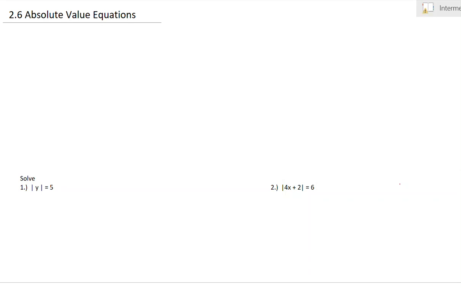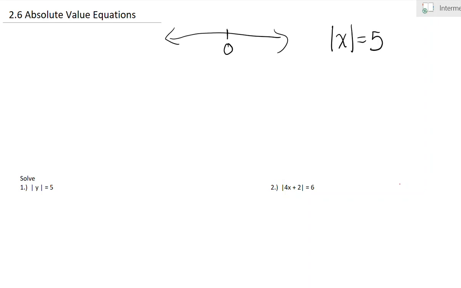Today we're going to talk about 2.6, which is absolute value equations. But before we start actually solving equations, we're going to go back to the concept of absolute value. The idea of absolute value is a number's distance from zero. If we think of the absolute value of 5, it means that it has 5 units from zero.